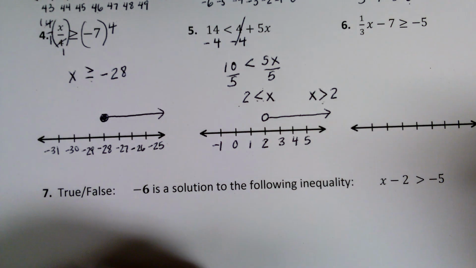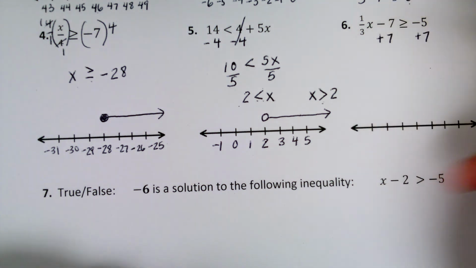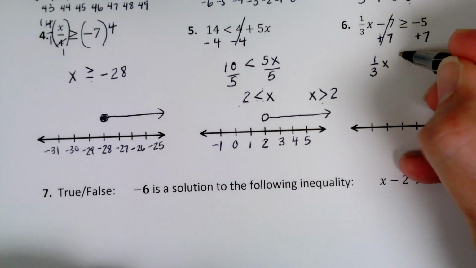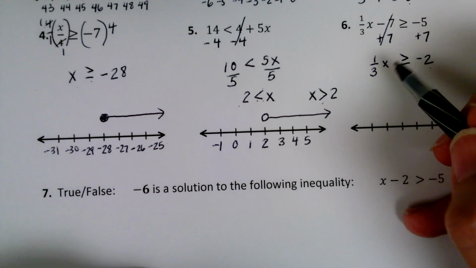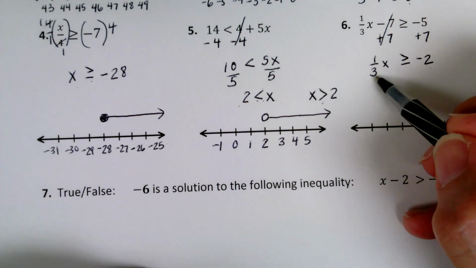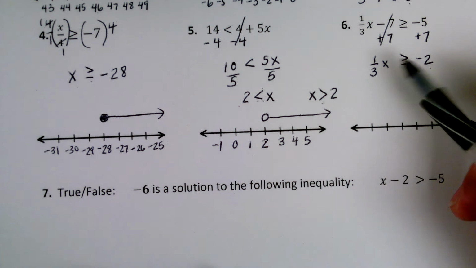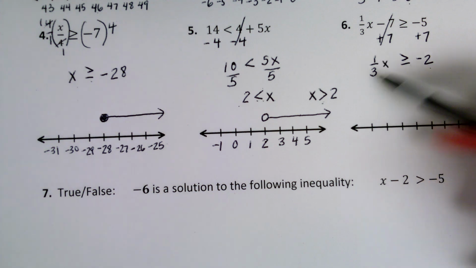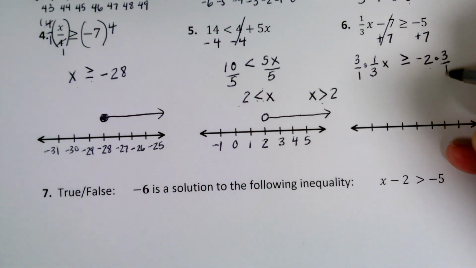How about for number 6? Instead of subtracting 7, I'm going to add 7 to both sides. I get 1/3 x, that's a 0 pair, is greater than or equal to -2. Instead of dividing by 1/3, remember, if I want to get rid of a fractional coefficient, I can multiply by its reciprocal, and the reciprocal of 1/3 is 3/1. So I do the same thing on this side.